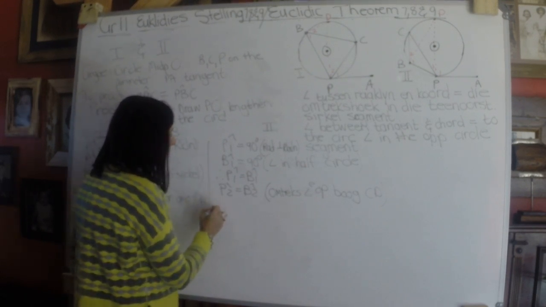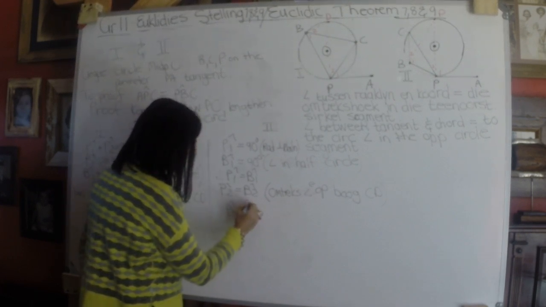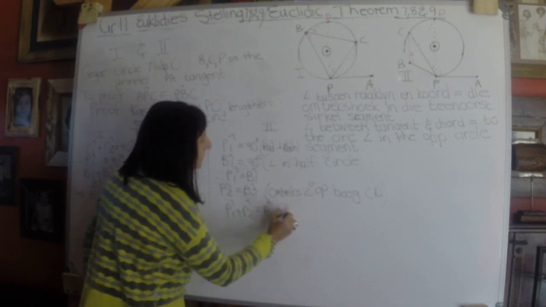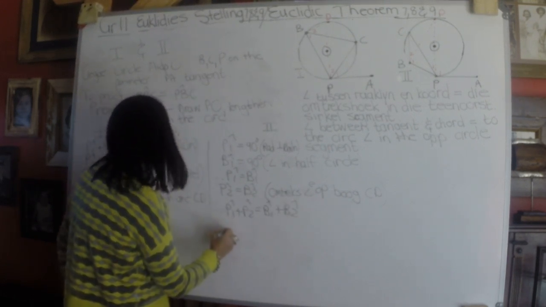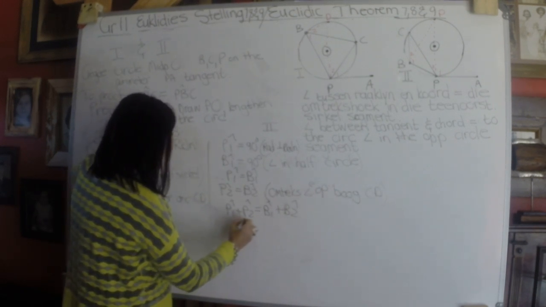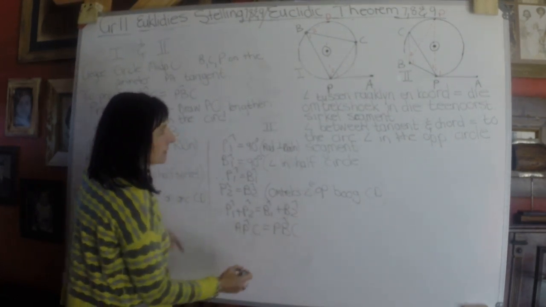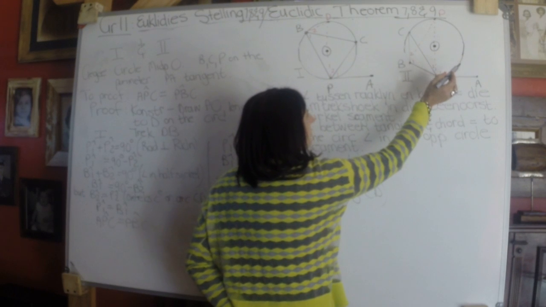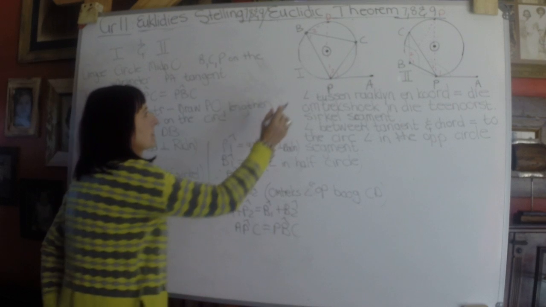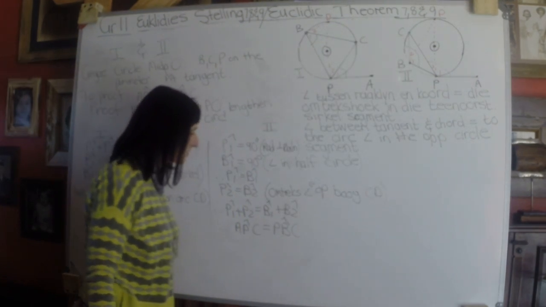Okay, so therefore we can say if you take P1 and you add P2, it's going to equal B1 plus B2. And therefore you've proven ABC equal to PBC. So that whole angle is going to be equal to that whole angle, as this angle is going to equal that angle. That's acute angles and that's obtuse angles.